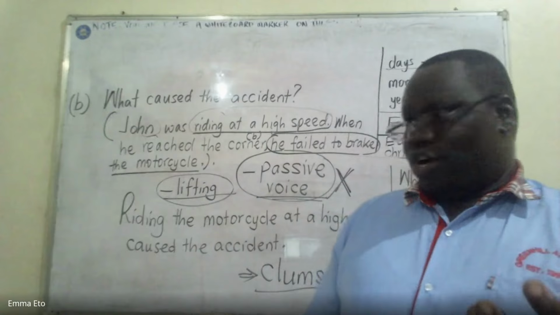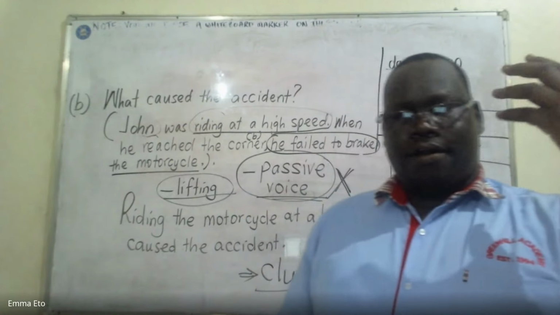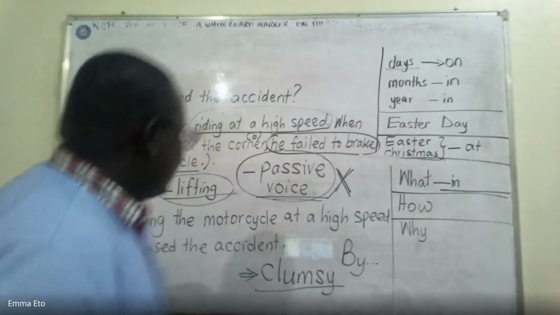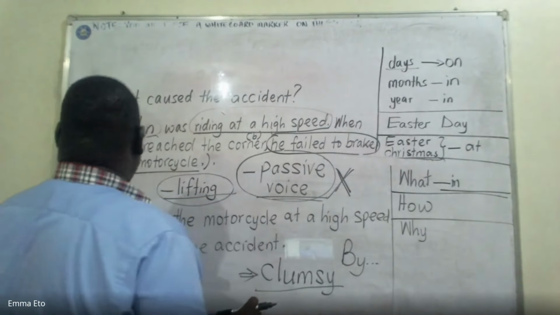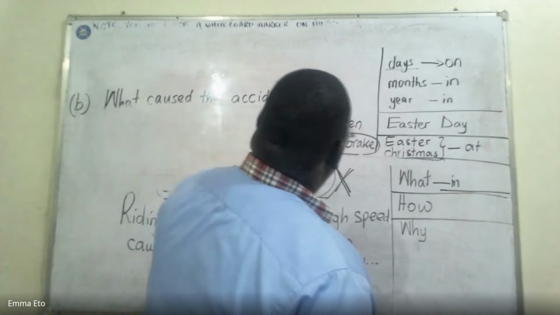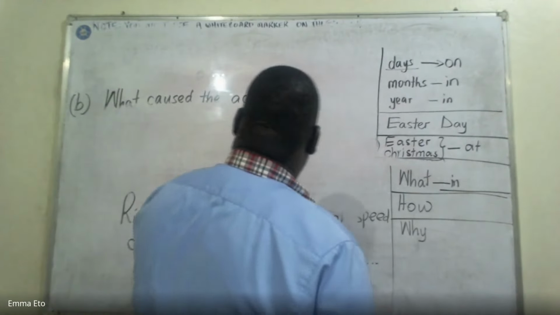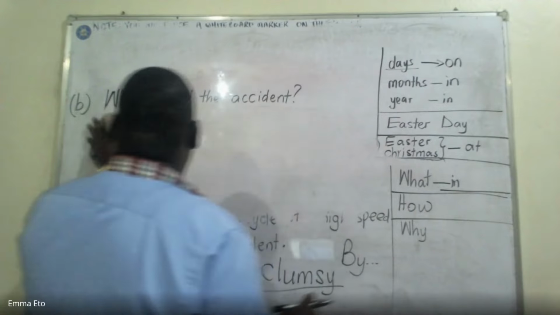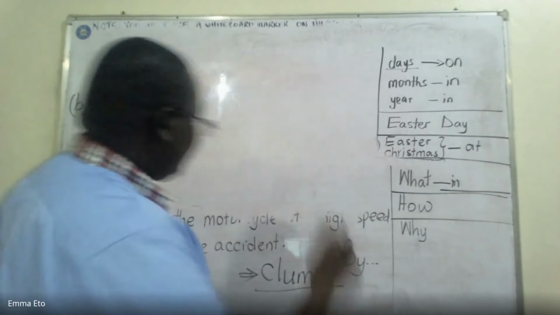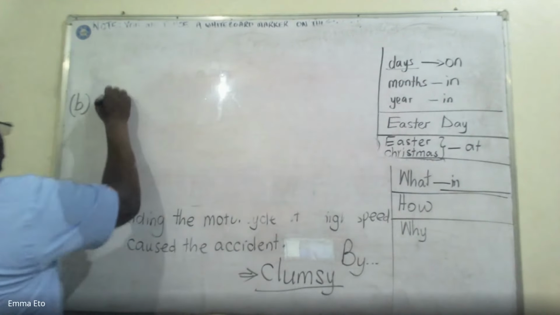How did John travel to town? And there is an idea of maybe taxi. How did John travel to town?